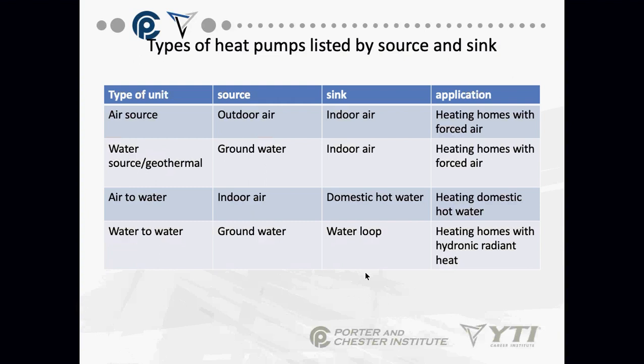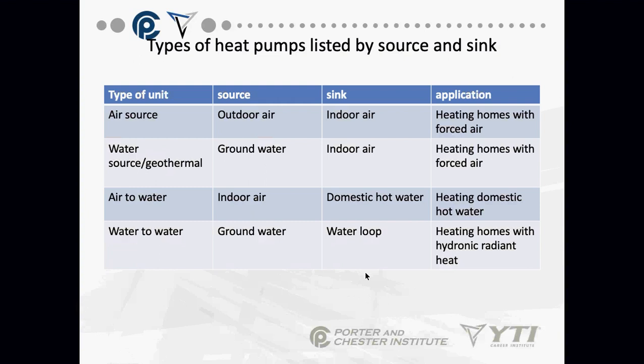Water-to-water heat pumps use groundwater, or water that's being looped through the ground, as my heat source, and might put it into what we call a water loop, where you might use it with, let's say, radiant heat in your floors to heat the home or small business with hydronic radiant heating. So these are your four types of heat pumps that are seen most often.